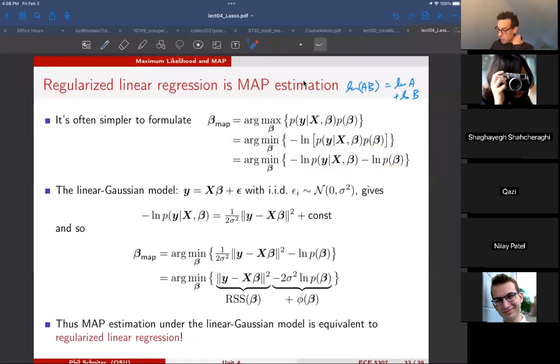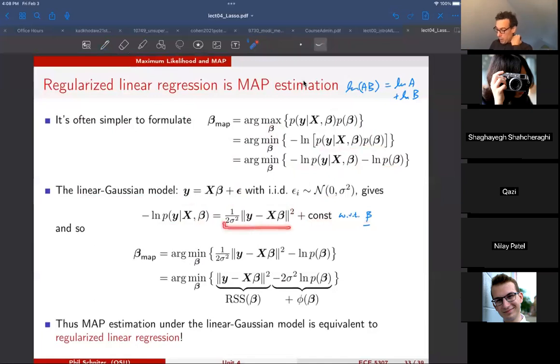And now let's come back to this negative log likelihood. We saw a couple pages ago that when we have this linear Gaussian model, where the epsilon vector is a vector of independent Gaussian noises with mean zero and some variance, then the negative log likelihood we derived is equal to this plus some constant, and this is a constant with respect to beta. Beta is what we really care about maximizing, so that constant is not going to affect our maximization.